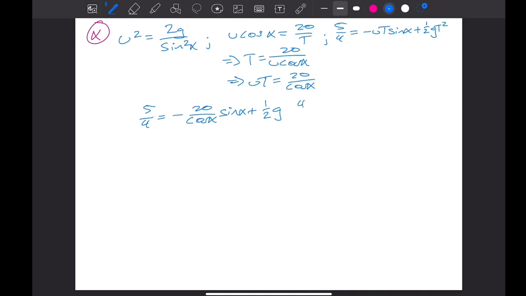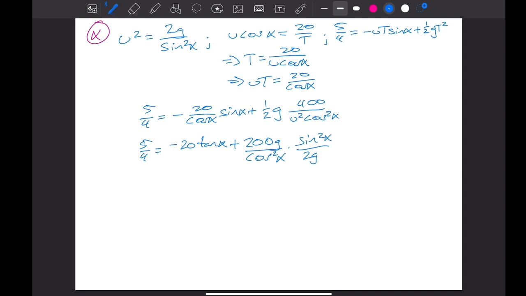So it's going to be 400 on u squared cos squared alpha. We'll just put u squared for a second and rearrange in a sec. So we'll simplify a little bit if we can. We've got 5 on 4 is equal to minus 20. The sine on the cos will give us a tan alpha, plus a half of 400, so that's 200 g on cos squared alpha. And then we've also got this 1 on u squared. So think about what that's going to be. Well, it's going to be sine squared on the top and 2g on the bottom.